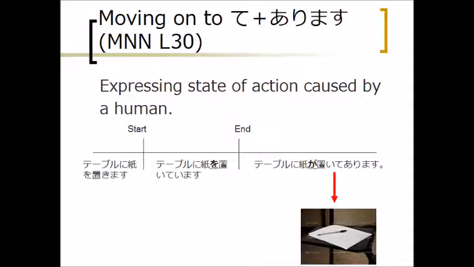For example, you put a piece of paper on the table. テーブルに、紙を置きます。So you start the action. You're going to put the piece of paper on the table. While you are putting the piece of paper on the table, テーブルに紙を置いています。So from before the start to the end of the action, you will be using テーブルに紙を置いています。After you have finished putting the paper, it will go into a state whereby テーブルに紙が置いてあります。Because you are talking about a state, you cannot use を. を is only for actions. You will use が in this case.